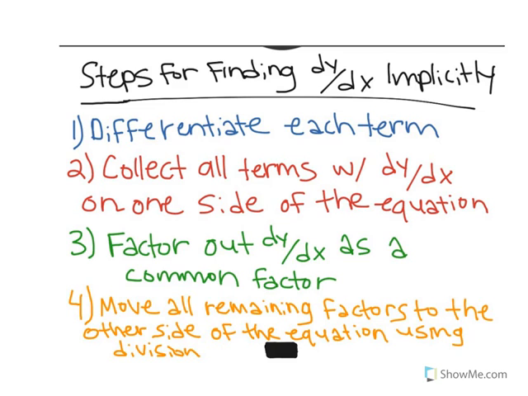Okay, so here are some steps for finding the derivative implicitly. The first step is differentiate each term. And the second step is collect all terms with dy/dx on one side of the equation. And dy/dx can also be referred to as y prime. Kind of looks like that. Okay, the third step is to factor out dy/dx as a common factor. And once again, if you prefer to use y prime, you can use that. And step 4, the last step, is to move all remaining factors to the other side of the equation using division. So divide both sides by the term.